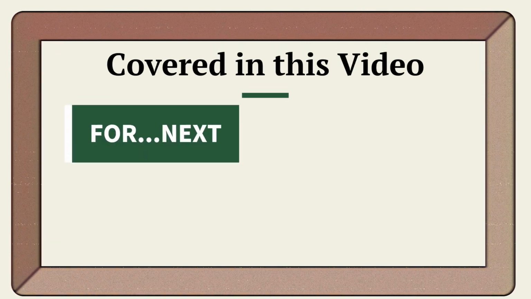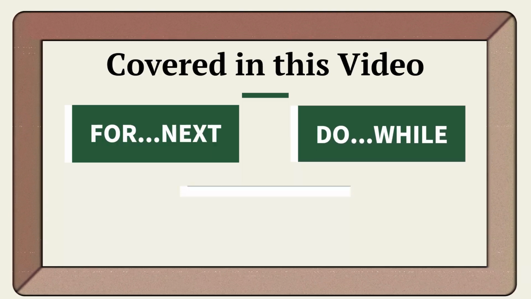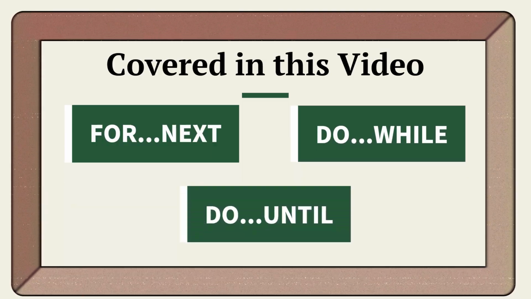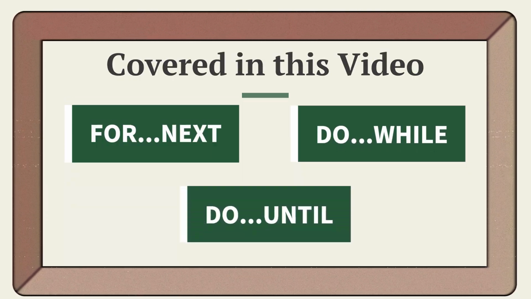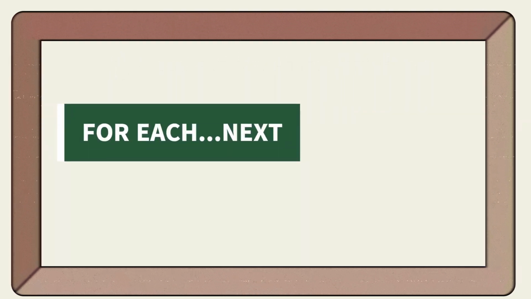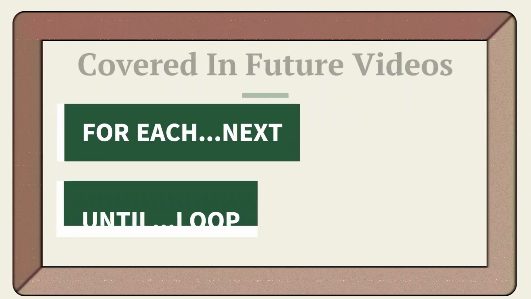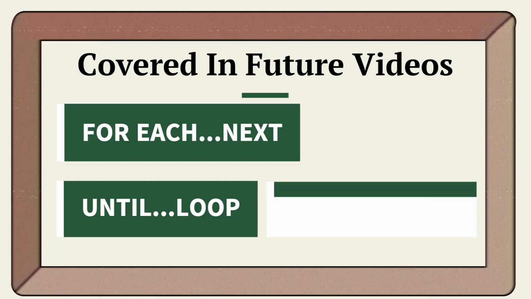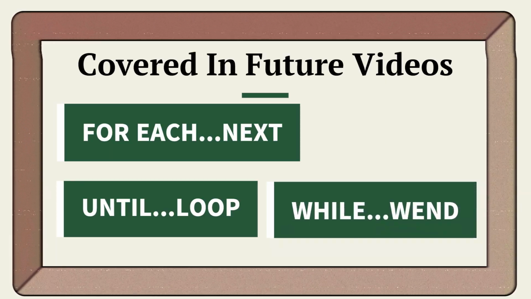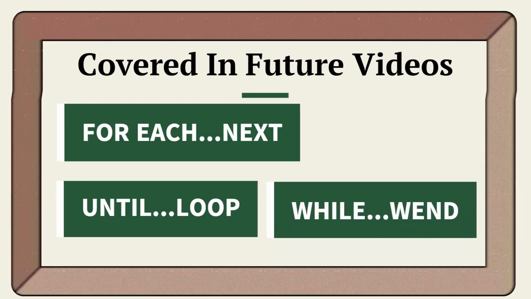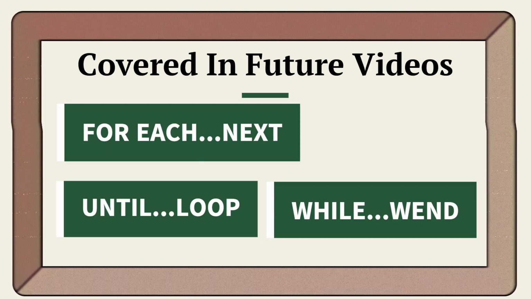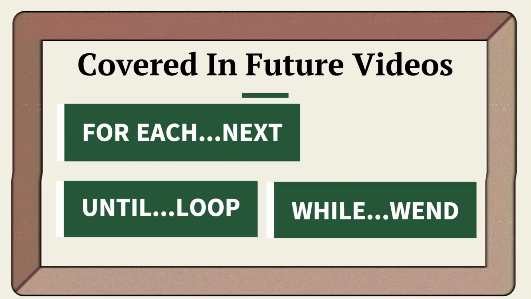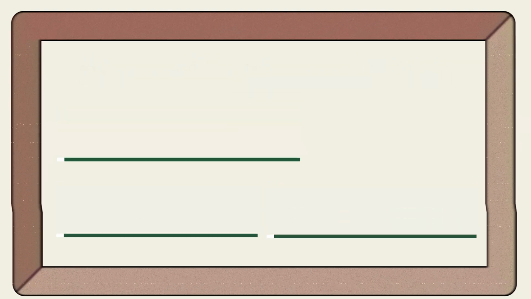And with that, we did cover the For Next loop and the Do While and Do Until loops. There are some other loops, the For Each Next, and also an Until loop or While Wend. And I do think I can cover these loops in later videos as we start to run through some different types of macros. So that's all I have for you in today's video.